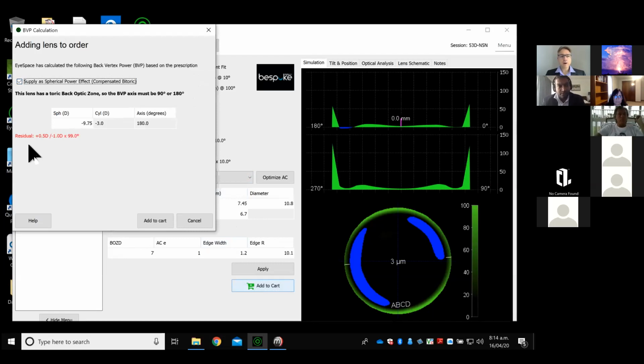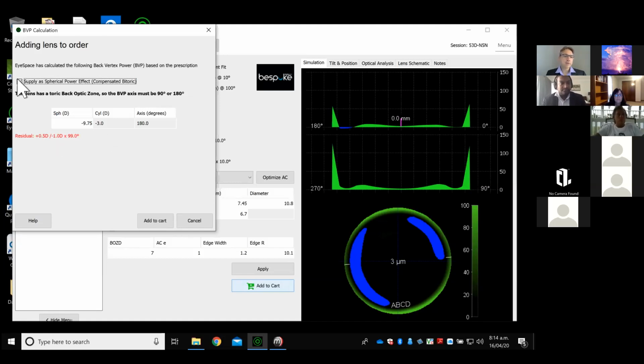Now keep in mind, if it is a compensated bitoric, it means the lens can rotate off axis and the optics will act like it's spherical. You won't induce any cylinder. But if we leave it as a compensated bitoric, the astigmatism is -1 diopter residual. So the software will automatically switch over to a non-compensated bitoric if that corneal astigmatism is more than 1. And that's why the box was unticked.